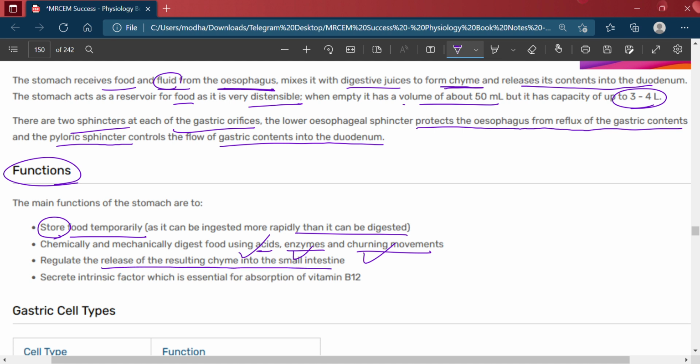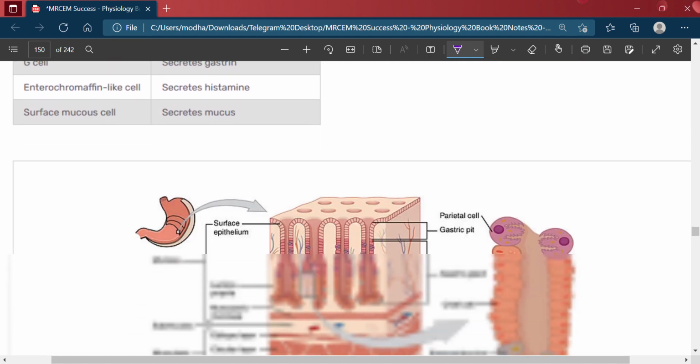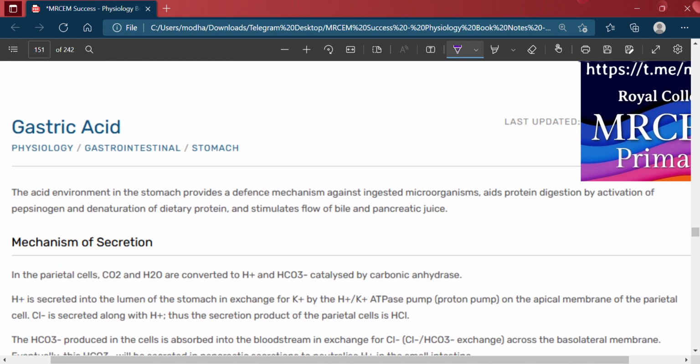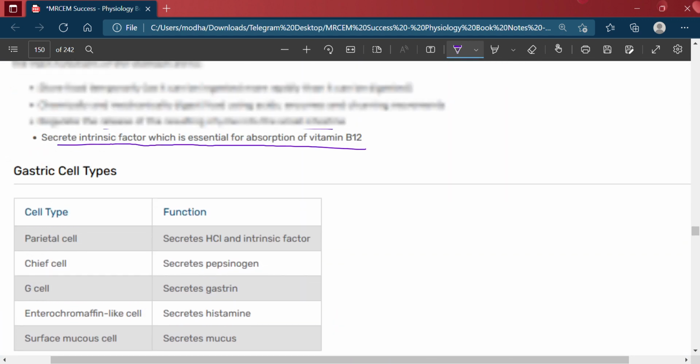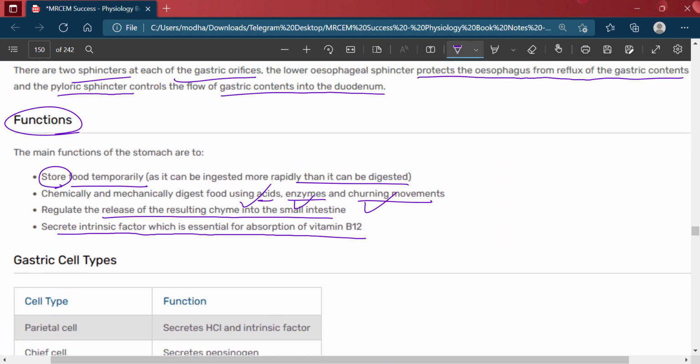Secrete intrinsic factor, which is essential for the absorption of vitamin B12.